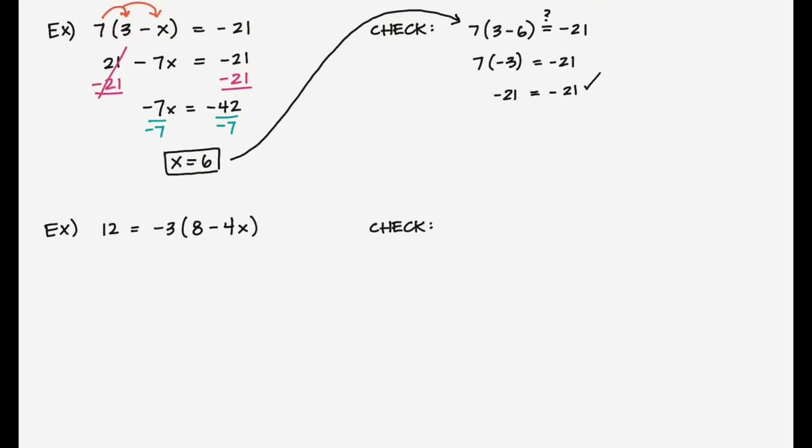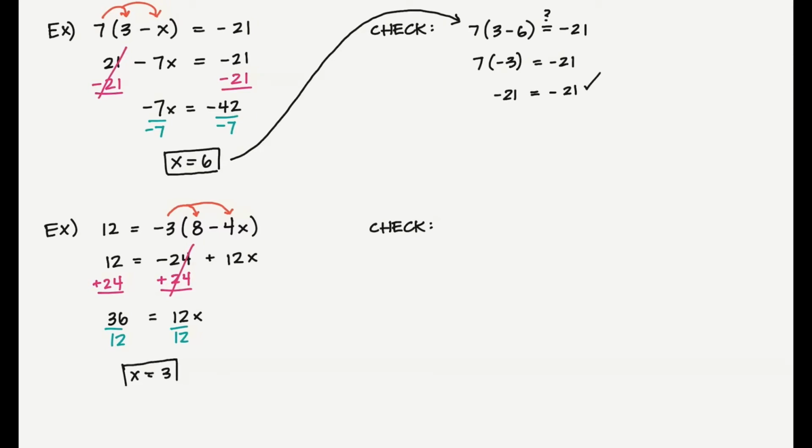12 equals negative 3 parentheses 8 minus 4x. So again, I'm going to get rid of the parentheses using the distributive property. So negative 3 times 8 is negative 24. Negative 3 times negative 4x is positive 12x. Then I can add 24 to get rid of my lonely number. And then I have 36 is equal to 12x. Final step, divide by 12 on both sides to get rid of the leech. And my final answer, x, is equal to 3.